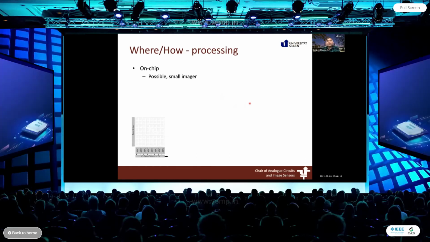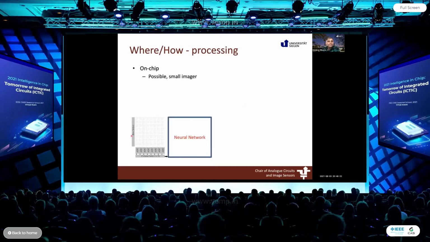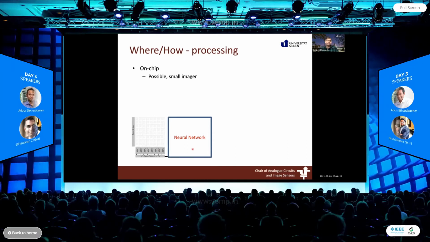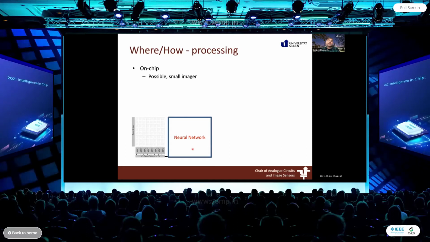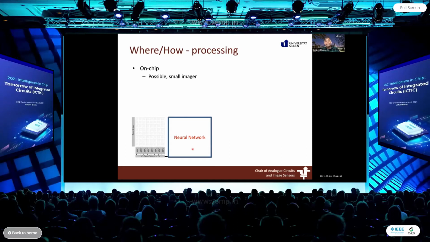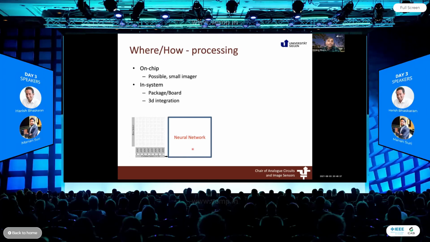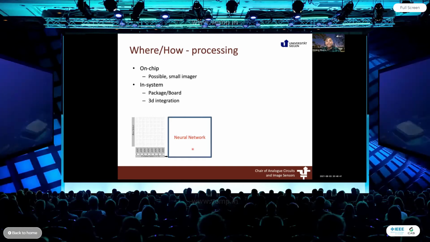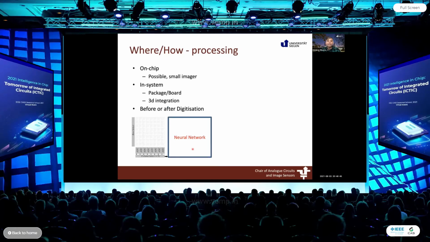Can we do processing on the chip? We could possibly. We could have a system where there's a camera part of the chip and then there's a neural network part of the chip. But you have to take one of these two things. Either you're going to make a smaller imager, which means poorer quality of light, or a smaller neural network. You could do things in the package or board, or you can go up to 3D integration, and that might be a better way of extracting information out of a scene.